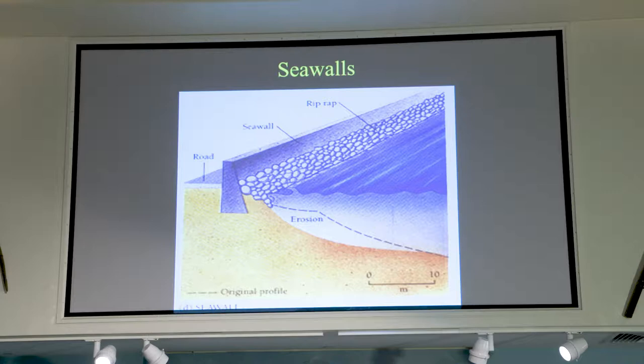And then you have seawalls. Now, seawall is a generic term. There's all kinds of structures out there. Seawall is just a vertical structure. It could be cement, it could be a revetment. Riprap revetment, which is kind of sloped. It could be wood, it could be bulkheads, all that kind of stuff. So that's depending on what you're talking about.